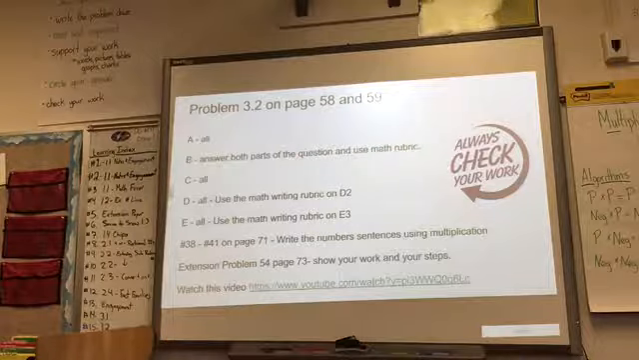So when you get to D2, use the math rubric. And that math writing rubric is up here. And it's in your binder too. It's all over your reflections. But it's right there. That would not be what you want for an answer. That's what I was just saying in D2. Oh, okay.